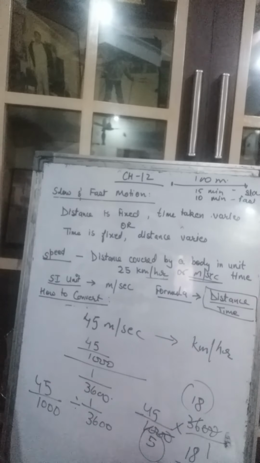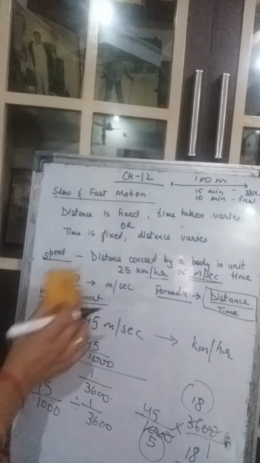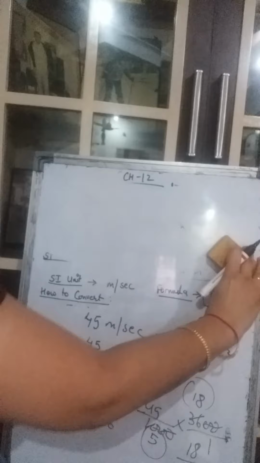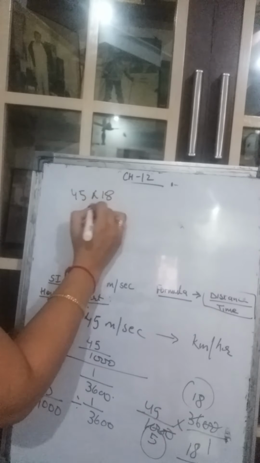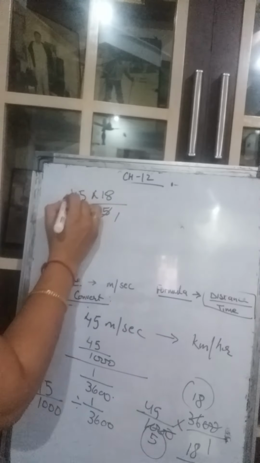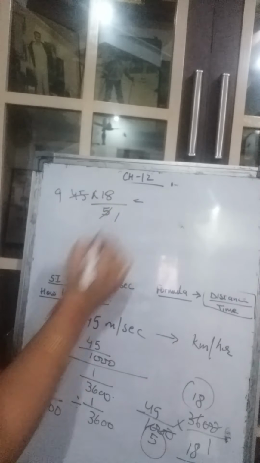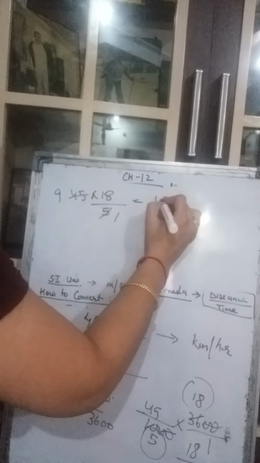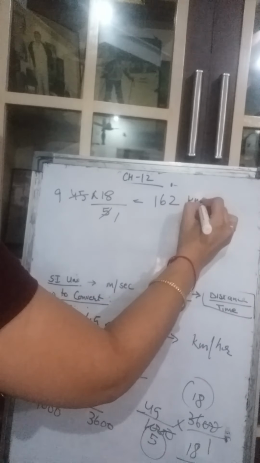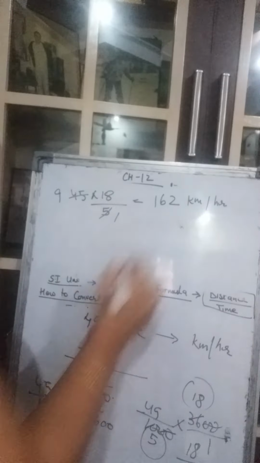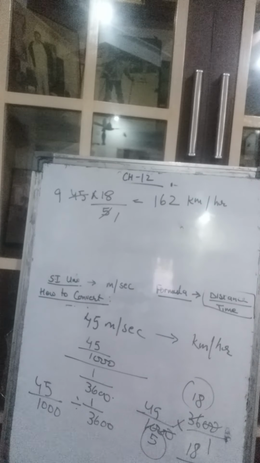So it will be 45 into 18 upon 5. 5 ones are 5, 5 nines are 45. So it is equal to 162 kilometer per hour. Okay? Is that clear?